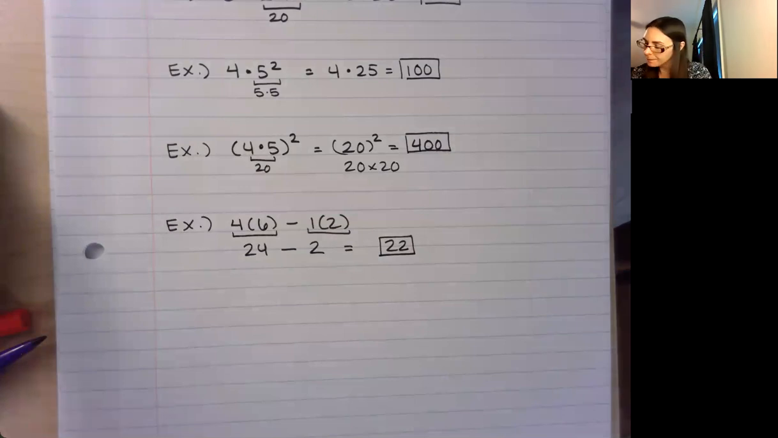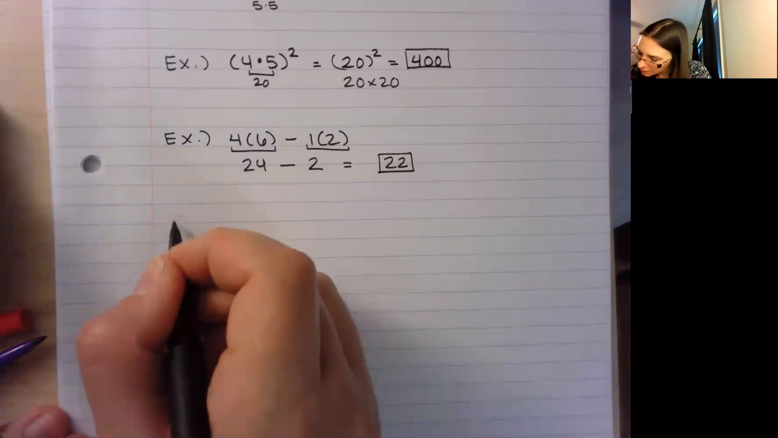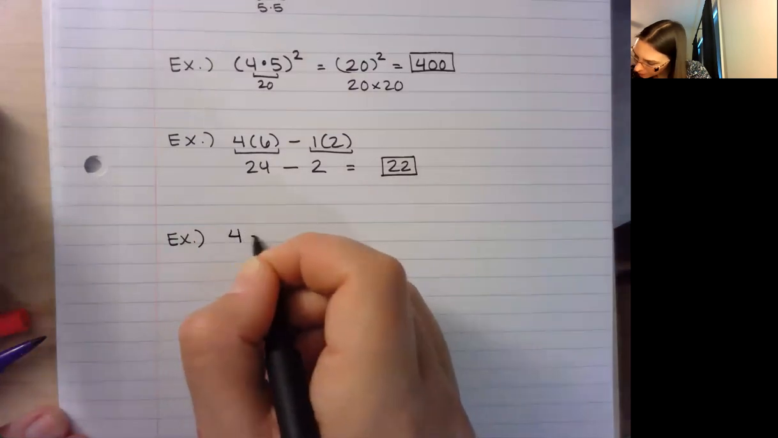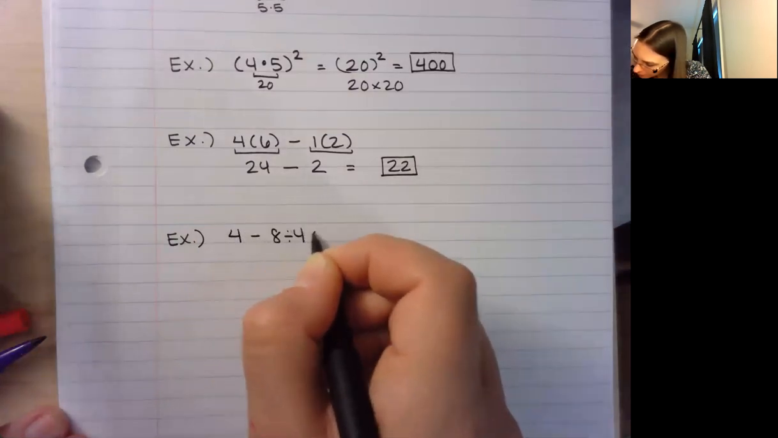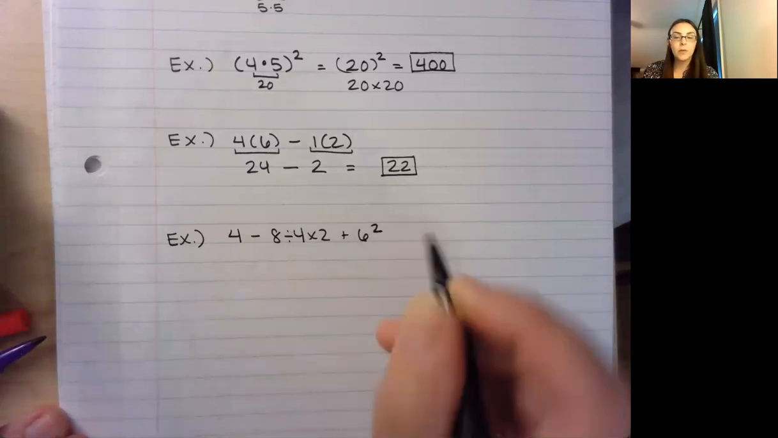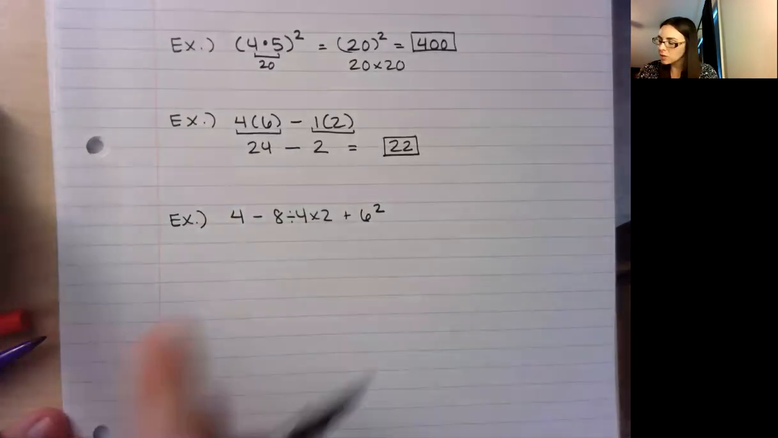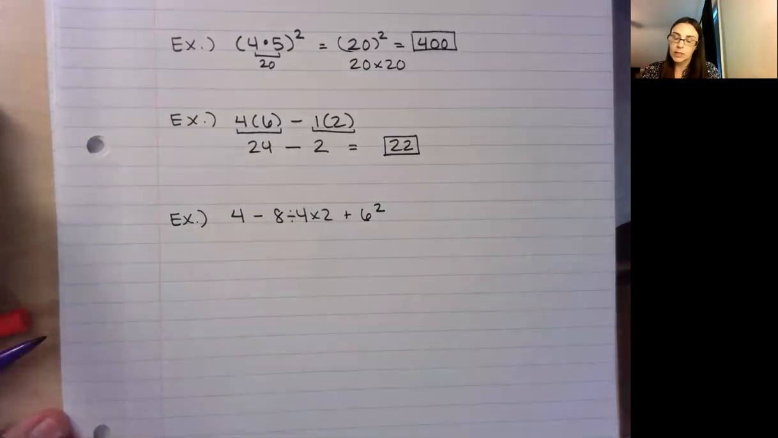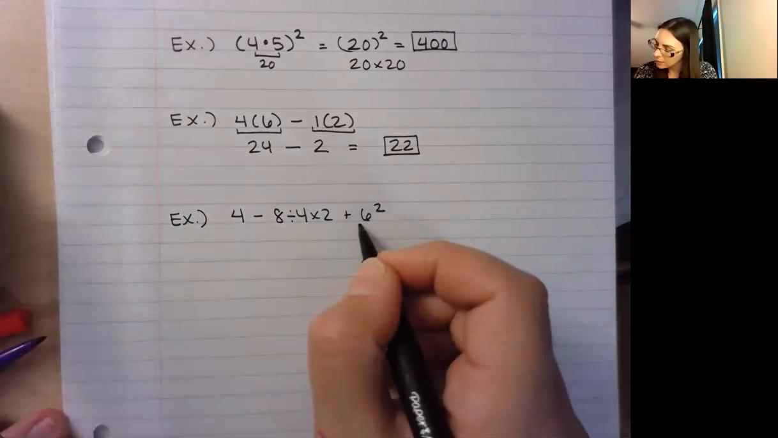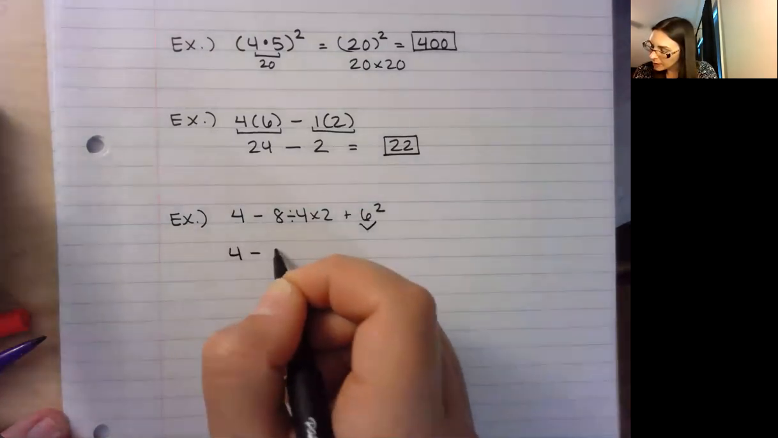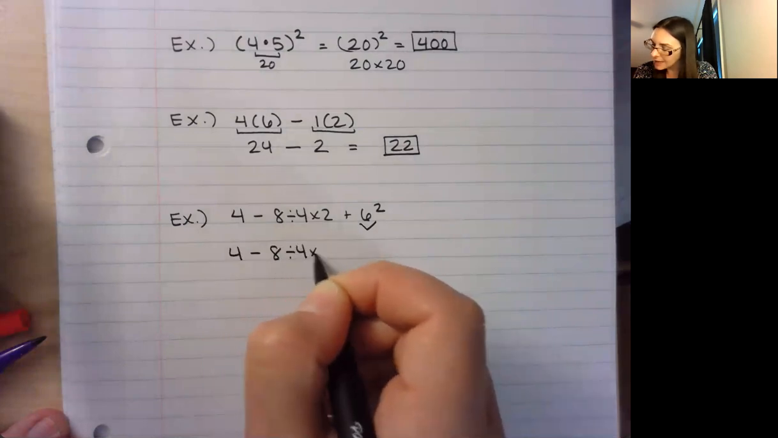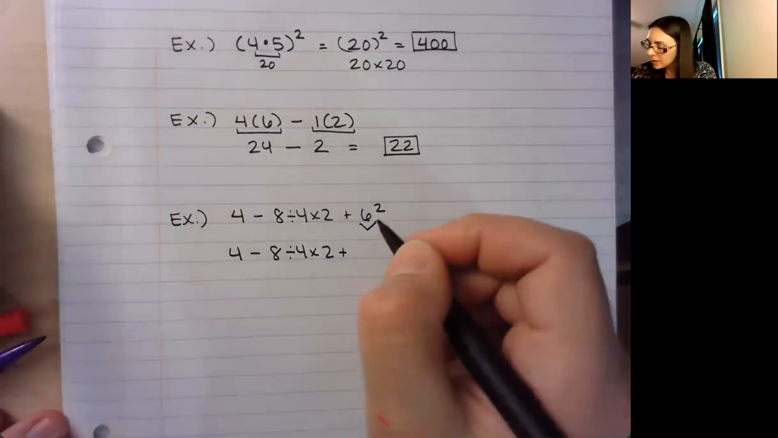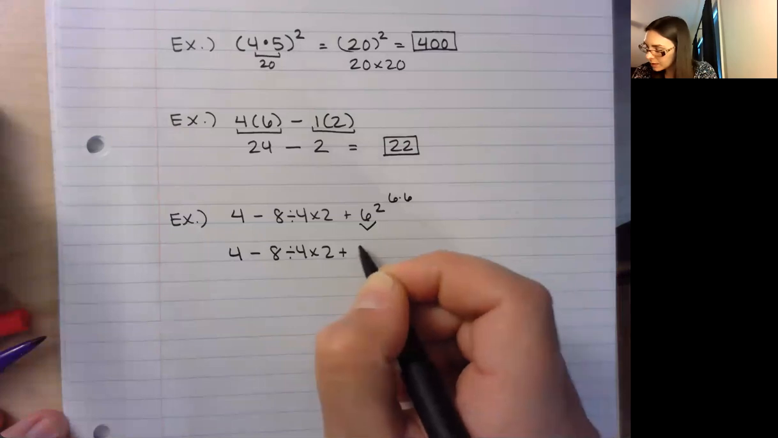All right, let's kick it up a little bit. All right, so here I have a few different operations. I see subtraction, division, multiplication, and an exponent. I don't see any grouping symbols, so that's where I would start. After that, I would do my exponent next. So what I'm going to do is just be really careful and rewrite everything in the exact order. Don't change the order of things. You have to keep it nice and lined up. Now, 6 squared means 6 times 6. That's going to be 36.